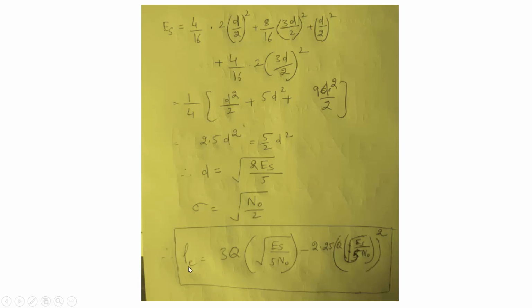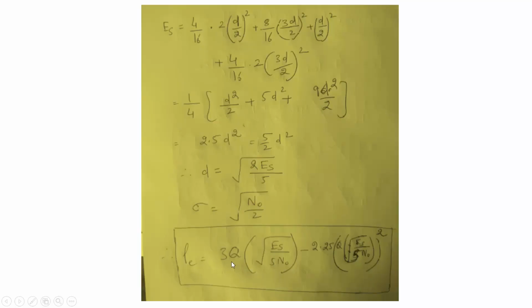So we can express the probability of error, which was in terms of d, using this formula. We replace d with an energy term and sigma with root of N naught by 2. You will find that it is 3 Q under root of Es by 5 N naught minus 2.25 Q of under root of Es by 5 N naught, the same term inside Q, and whole square. So this is the probability of error calculation for 16 QAM in terms of d and in terms of the energy of the signal points.